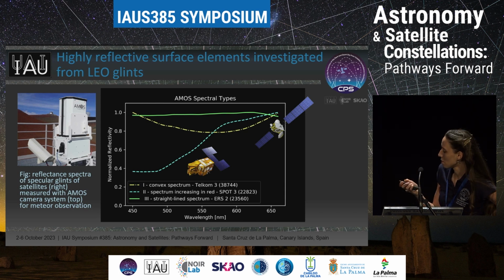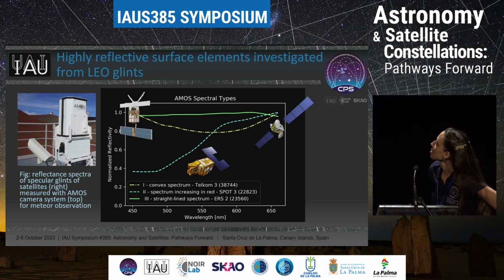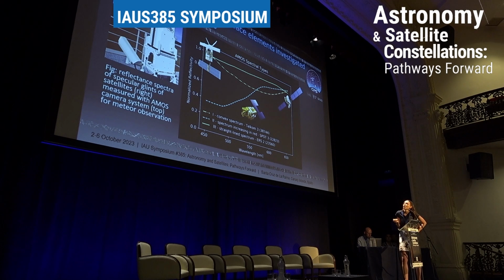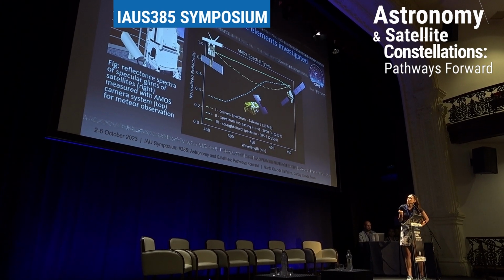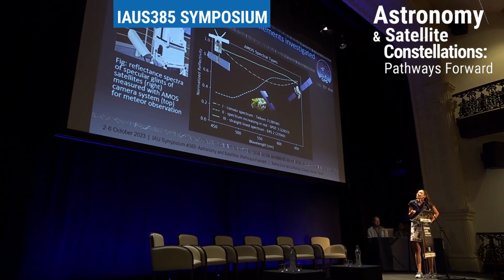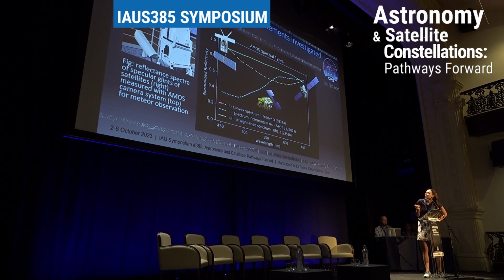Here you can see basically 3 prototypes of different types of spectra, which are demonstrated by 3 different satellite samples. So the first category would be spectra which are convex, and this is demonstrated by the spectrum of the Telkom satellite. We suspect the spectrum is coming from the solar panels, which are very dominant on this satellite. The second category would be spectra which are increasing towards red wavelengths, and this category is demonstrated by the spectrum of the Spot 3 satellite, which is covered with golden Kapton or MLI insulation.